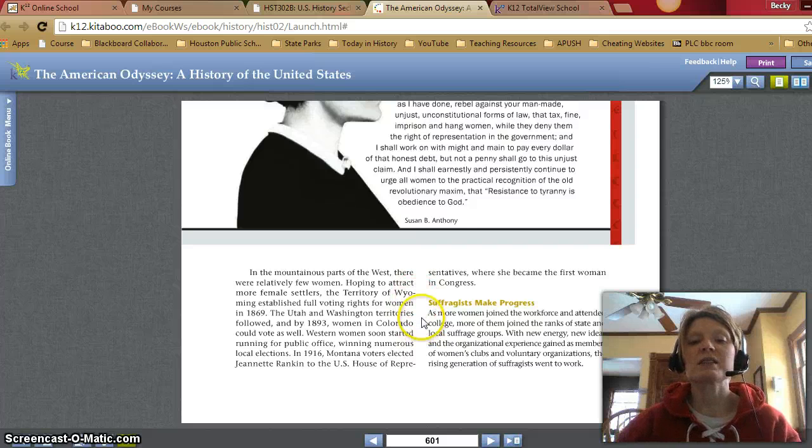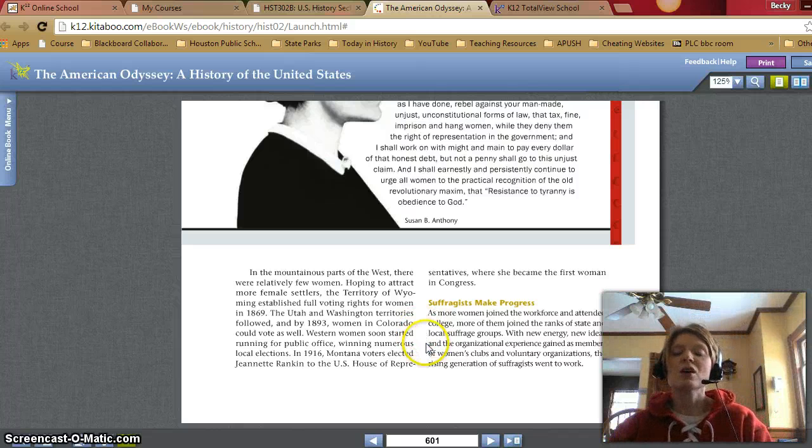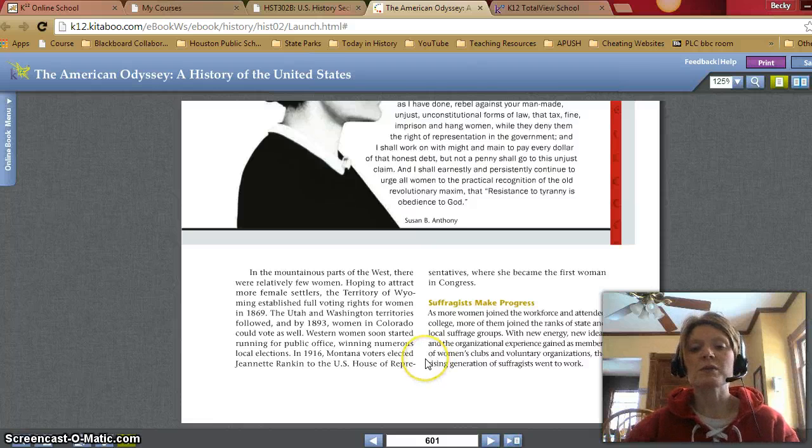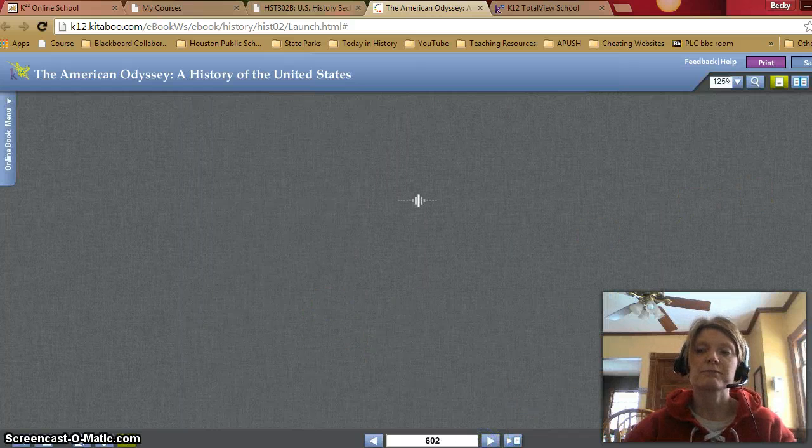Suffragists make progress. As more women joined the workforce and attended college, more of them joined the ranks of state and local suffrage groups. With new energy, new ideas, and organizational experience gained as members of women's clubs and voluntary organizations, the rising generation of suffragists went to work.